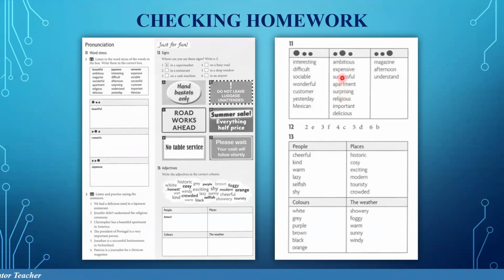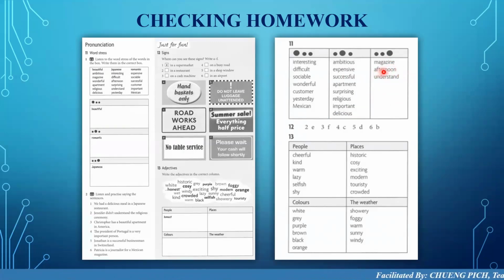For example, ambitious, so we stress on bi. Ambitious, expensive, so we stress on pen. Expensive, successful, apartment, surprising, religious, important, delicious.